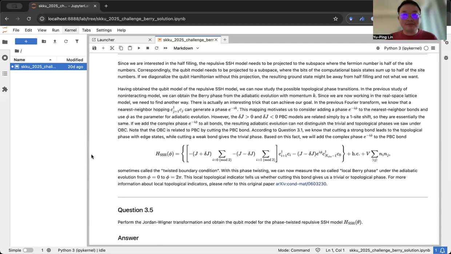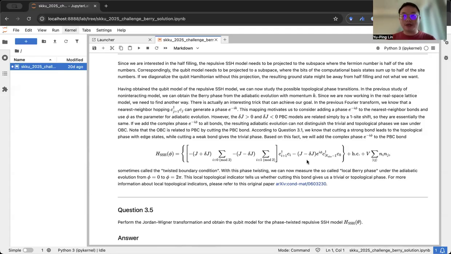In the non-interacting case, we use the momentum as the adiabatic parameter to measure the Berry phase. But in a lattice model, we don't have this kind of momentum, so we need to find a way. If you still remember, for the Fourier transform of the non-interacting model, the nearest neighbor hopping will generate a complex phase e to the negative ik. So here we are motivated by this complex phase, and we can introduce a complex phase e to the negative i phi to mimic the momentum in the Fourier transform.